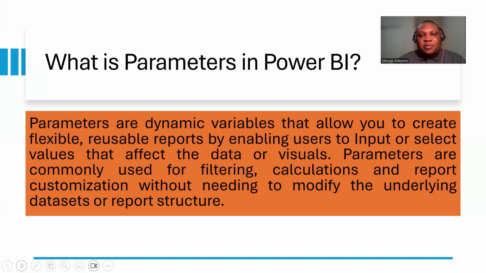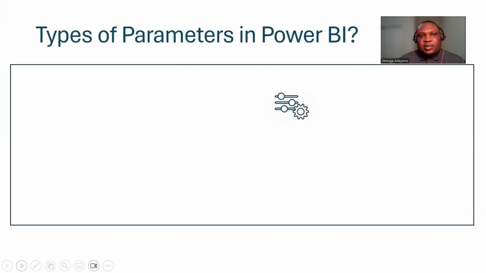Parameters are commonly used for filtering, calculations, and report customization without needing to modify the underlying data set or report structure, right? So parameters are dynamic variables that allow us to create what? Flexible, reusable reports. It means that we can maintain our transformations and our data load without having to modify the structure of our data sets, right? Parameters are used for filtering, for calculations, for customizing our reports without us having to modify the report structure. It sounds interesting, right? Okay, let's move ahead.